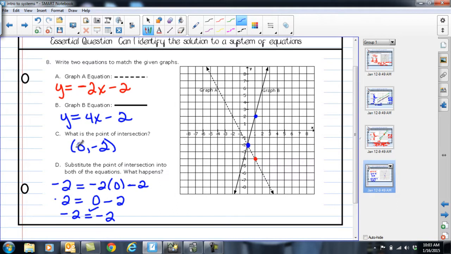If I do the next one, the 4x minus 2, y was -2, x was 0, and the rest of my equation. So then I have -2 equals 0 minus 2 again, which means -2 equals -2, and this is still true. Since plugging in this point into both of these equations gave me a true statement at the end after I checked it, that means that this point is a solution to my equation, and that's how we use that to verify.